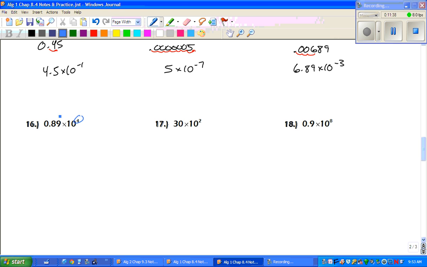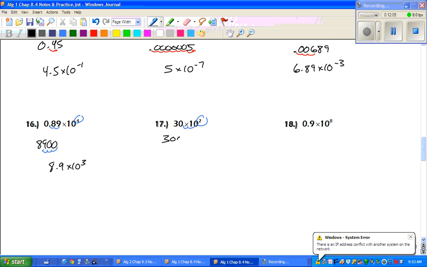So this is positive. We got to add positive 4, so we're moving it to the right. 1, 2, and then 2 zeros. So when we remove it, it's 3 times. So 8.9 times 10 to the 3rd. Positive, so we got to move it 2 times to the right. 1, 2. 1, 2.